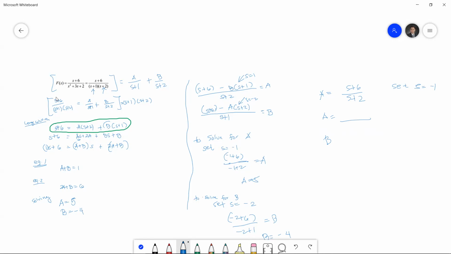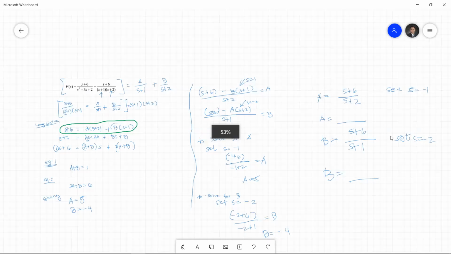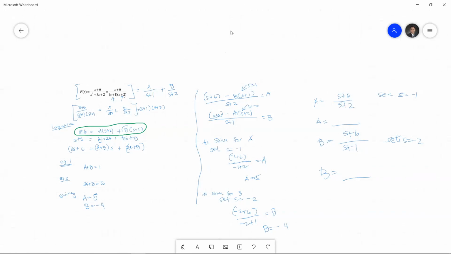Okay, then ipasok mo siya dito, yung S plus 6 over, dito yung positive, negative 2. Pero hindi mo gagamitin yung S plus 2. Natira mo na lang is S plus 6 over S plus 1. Okay, therefore, set S mo is equals to negative 2. B mo is ito. Okay, so yan lang yung solution. Okay, so ito lang. So balik tayo dun sa ano natin. Balik tayo dito.